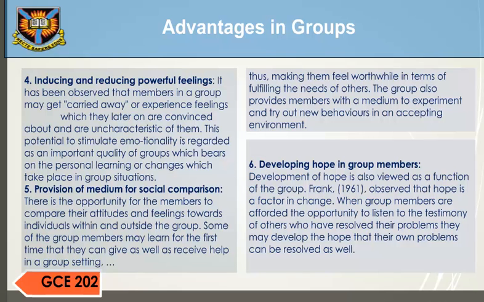6. Developing hope in group members. Development of hope is also viewed as a function of the group. Frank, 1961, observed that hope is a factor in change. When group members are afforded the opportunity to listen to the testimony of others who have resolved their problems, they may develop the hope that their own problems can be resolved as well.